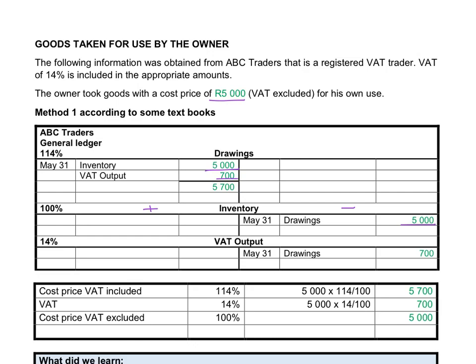The cost price is 5,000. The VAT is 14%, and that gives me 700 Rand. That drawings will then increase to 5,700, and the business will record this in the VAT output account. That is a liability, and liabilities increase on the credit side to show that they must pay this 700 Rand to SARS on the goods that the owner took for his own use.